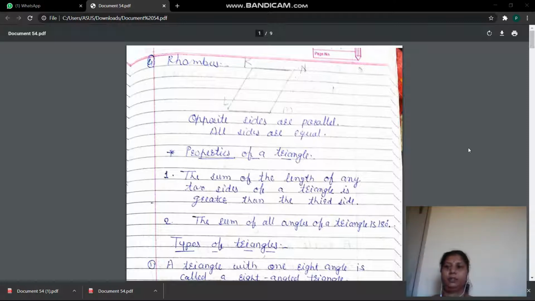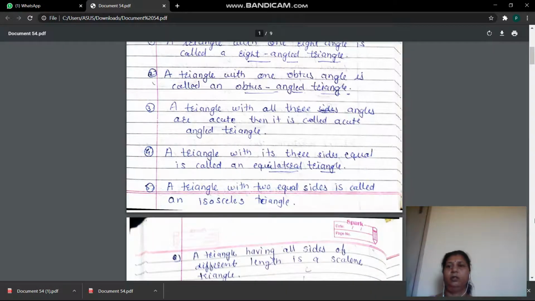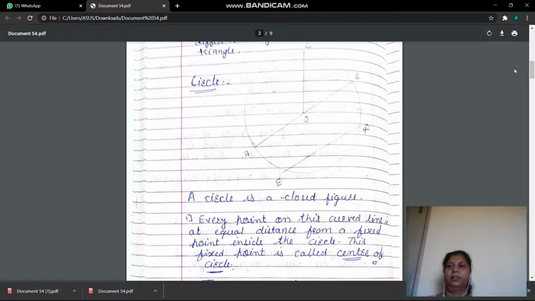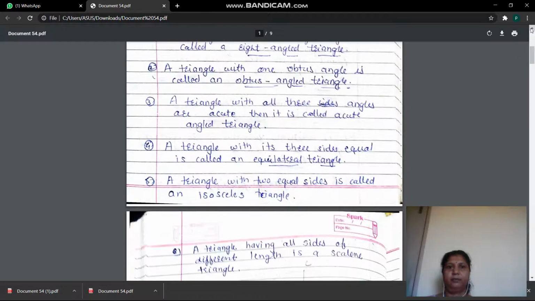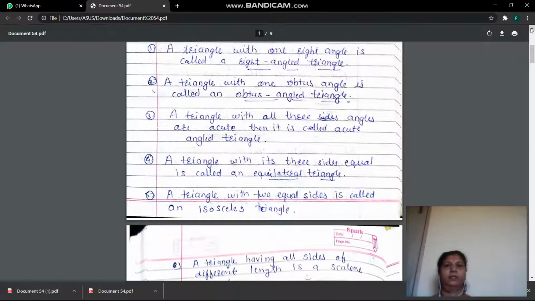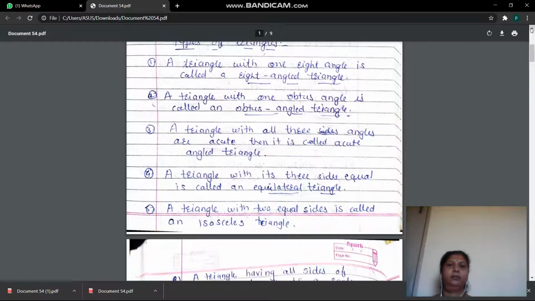So next is the types of triangles. According to sides there are three types of triangles, and according to angles there are three types of triangles, right? So let's start one by one, okay? First, a triangle with one right angle is called a right angle triangle. A triangle with one obtuse angle is called an obtuse angle triangle. A triangle with three acute angles is called an acute angle triangle.